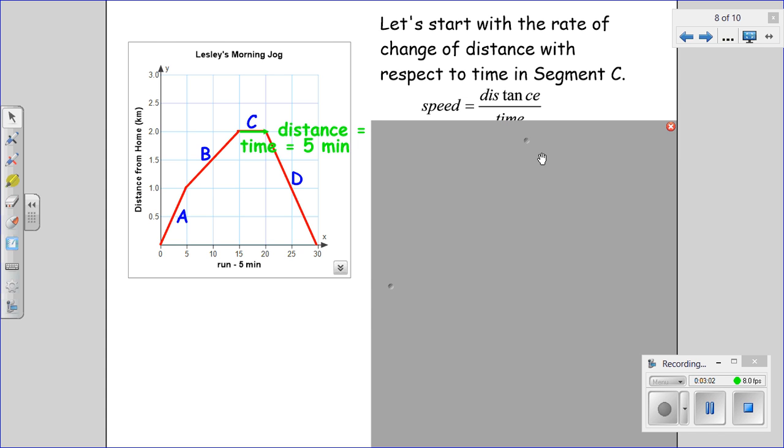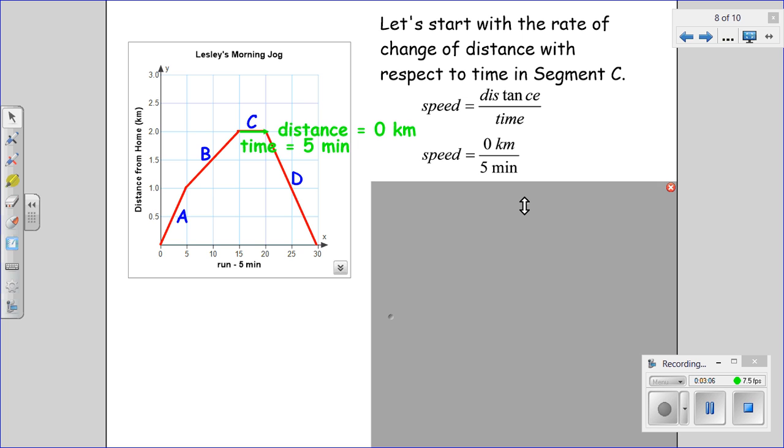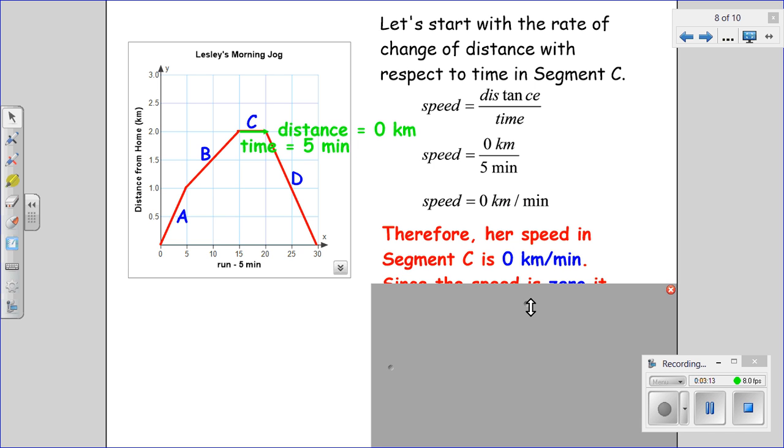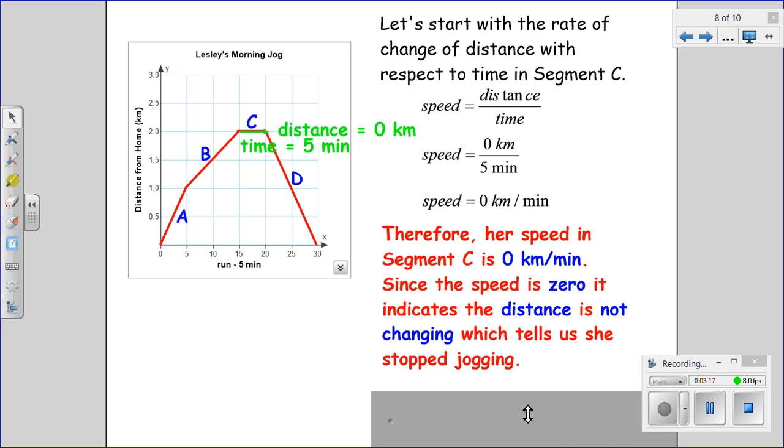Part C, the distance from home doesn't change at all, so it's 0 divided by 5. And we know that 0 divided by anything is 0. So her speed is 0 kilometers per minute. And since the speed is 0, it tells us our distance is not changing, which tells us she stopped jogging.